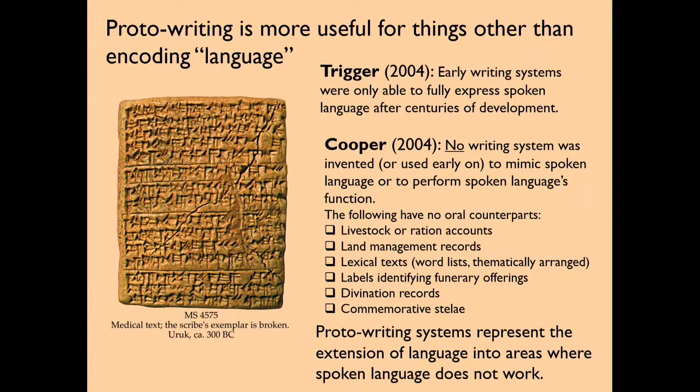So there's this wonderful book called First Writing in which Bruce Trigger and Cooper have written articles on what writing originally arose for. And one of the points they make is that first writing is actually not really for encoding language, the spoken language, but rather for things for which there is no oral counterpart. So for example, livestock, ration accounts, land management records, lexical texts, which is basically word lists, then labels identifying funerary offerings. So if you see the first Egyptian writing, these are typically in the tomb, you will have funerary offerings which are tagged and then certain marks are given over there.